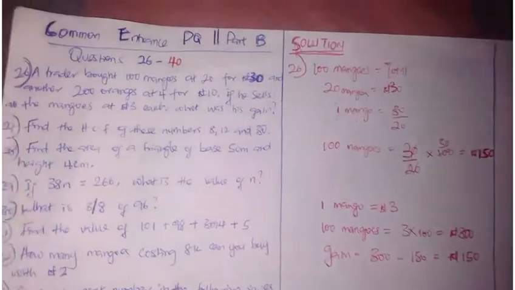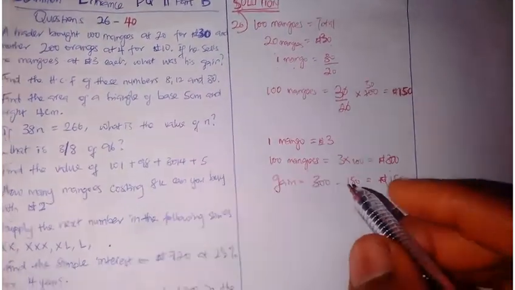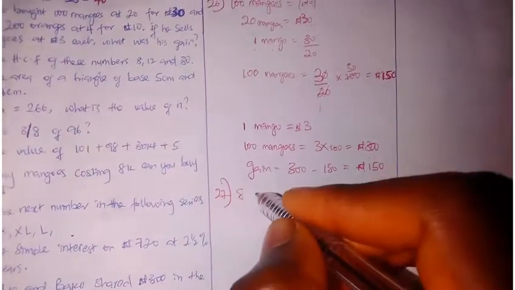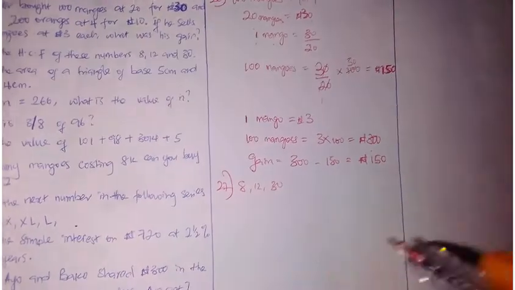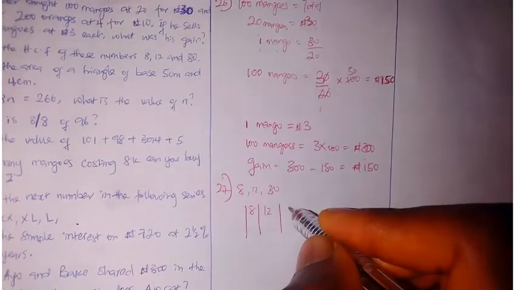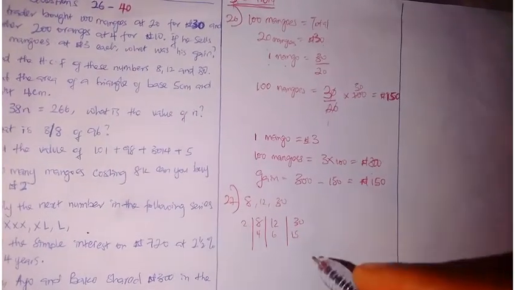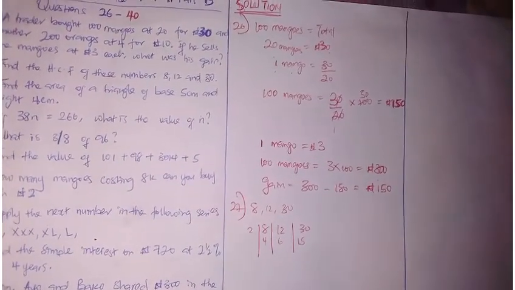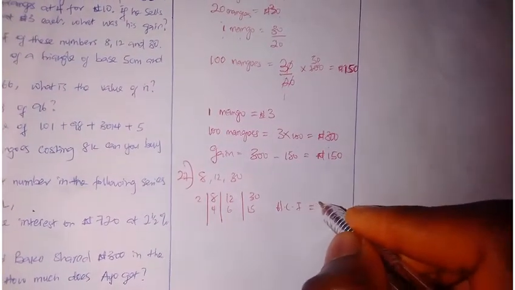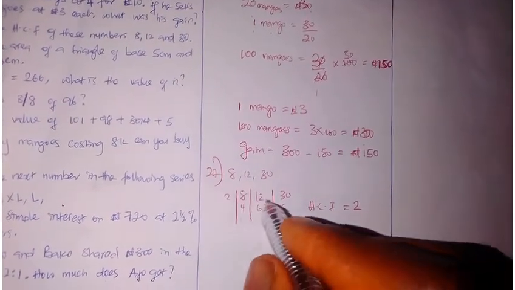Number 27 question now. Find the HCF of these numbers 8, 12, and 30. Now to find the HCF, this is how best we can solve it. 2 here 4, 2 here 6, 2 here 15. What else can go? Nothing else can go. So it means HCF equals 2. As simple as that. That is a factor that can go in all these numbers here.